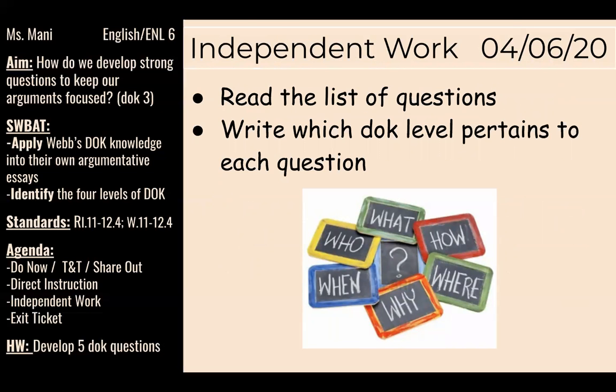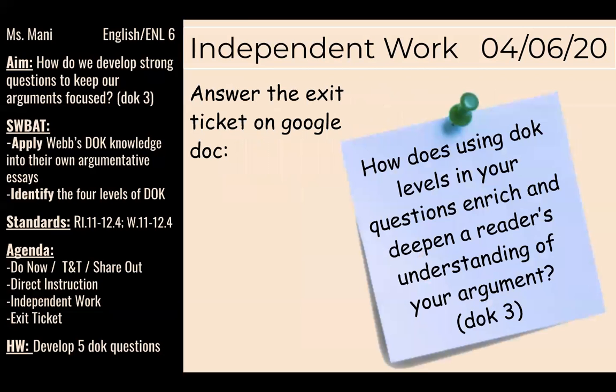In a Google form, you're going to have your independent work for today. It's going to be a list of questions, and then you have to identify which DOK level pertains to each question. That is the classwork for today. And then the exit ticket will also be on the same Google form. Before you submit it, answer the question, how does using DOK levels in your questions enrich and deepen a reader's understanding of your argument? Essentially, why is it important to have a DOK level 3 or 4 in order to have a solid argumentative essay?